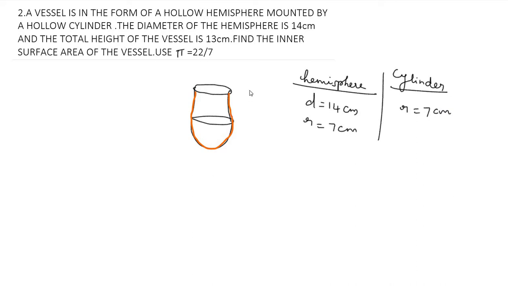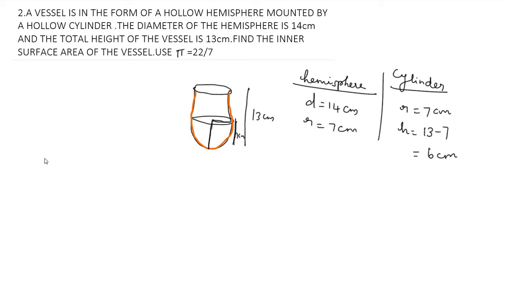Here you see the total height of the vessel is given as 13 centimeter. If this radius is 7 centimeter, what about this? This is also 7 centimeter. So the hemisphere height is 7 centimeter. So how will you find the height of the cylinder? 13 minus 7. When you subtract, you will get 6 centimeter.